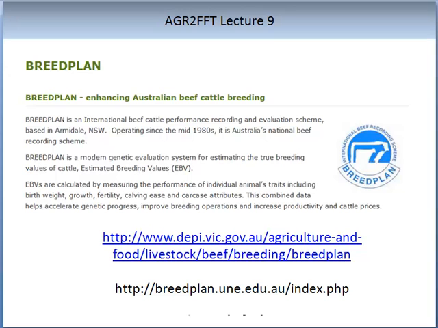I'd like to present a further case study about the program BreedPlan. This is a breeding program which is aimed at enhancing Australian beef cattle breeding. It is an international beef cattle performance recording and evaluation scheme which is based in New South Wales. It has been operating since the mid-1980s and it is regarded as the nation's beef recording scheme. It is a modern genetic evaluation system for estimating the true breeding values and estimated breeding values of cattle. Both of these are important parameters for any good breeding program.